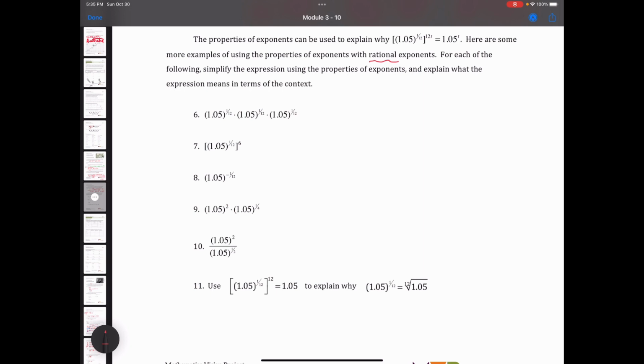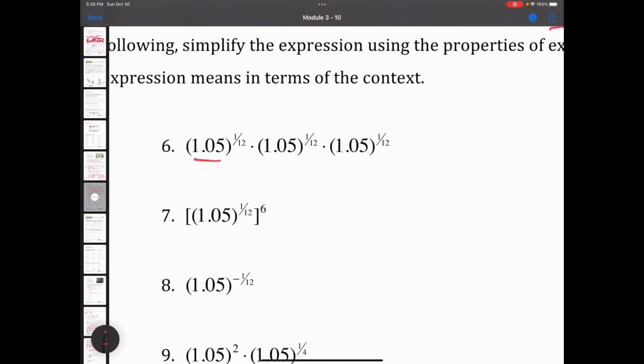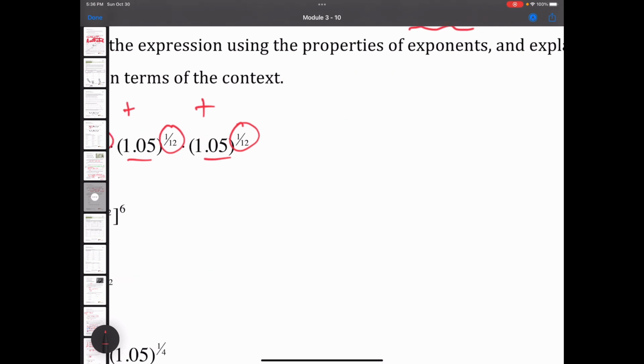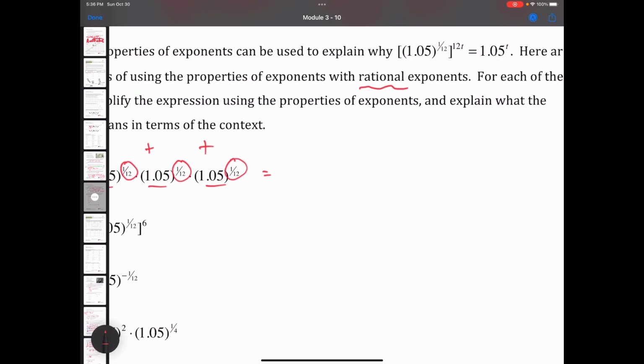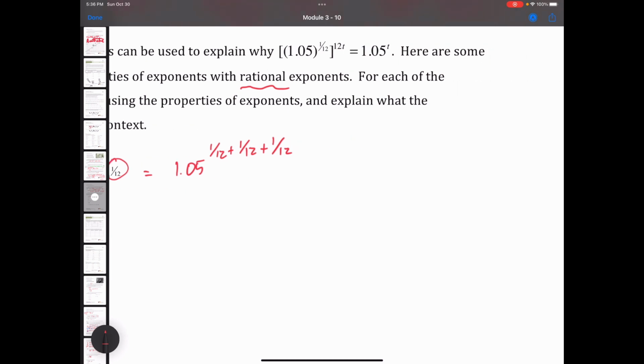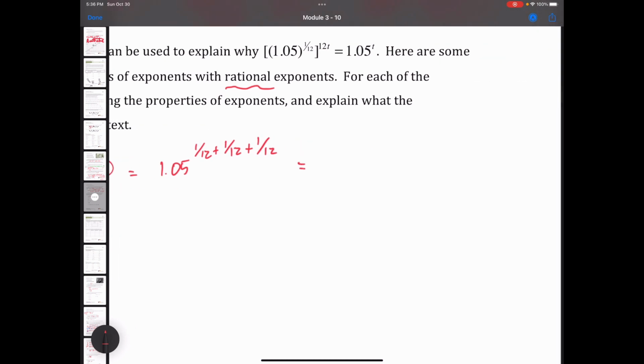But this first one, I'll just say real quick, remember, when you have bases that are the same and being multiplied, you can add the exponents, okay? So another way to write that would be 1.05 to the 1/12th power times 1.05 to the 1/12th power times 1.05 to the 1/12th power. Now if we add all those exponents together, we would get 1.05 to the 3/12ths, but that is a reducible fraction, so we could say this is 1.05 to the 1/4th power. So that is the most exact answer you can get.